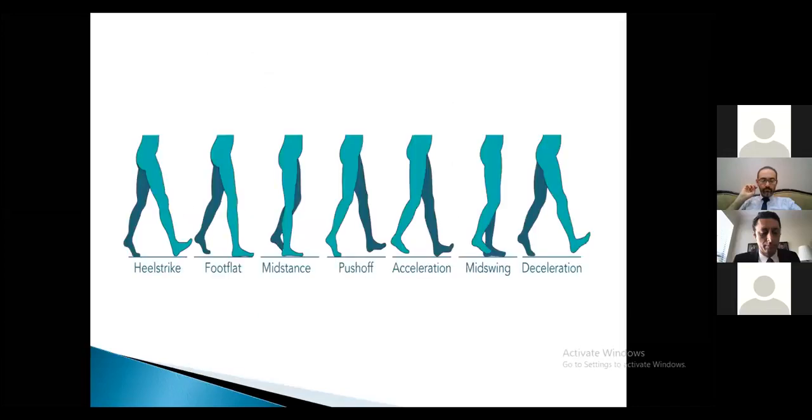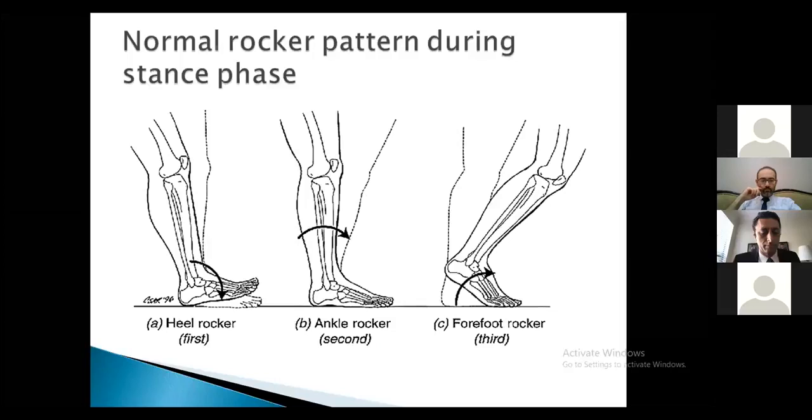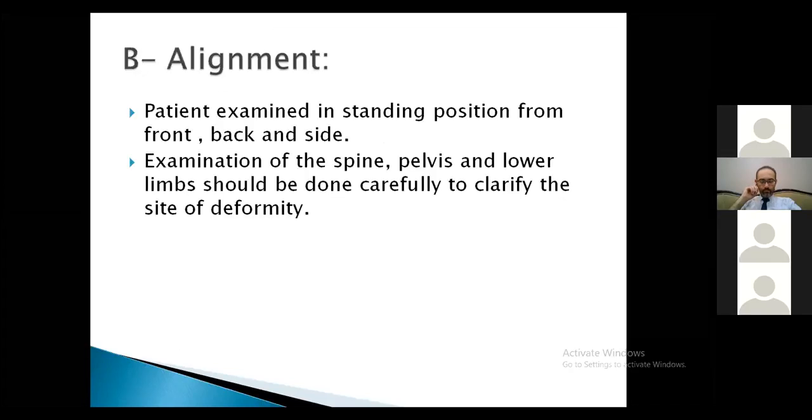This is the normal cycle. First, stance phase: heel strike, foot becomes flat, mid stance, then push off, then acceleration, then swing phase, mid swing, deceleration. This is what is called the normal rocker pattern during stance phase. Heel rocker first, then ankle rocker, where the tibia rotates upon the talus, then the forefoot rocker, the third and the last. This is the normal rocker pattern during stance phase.